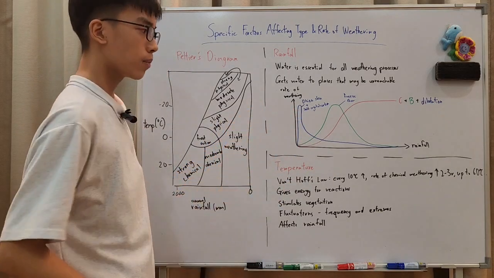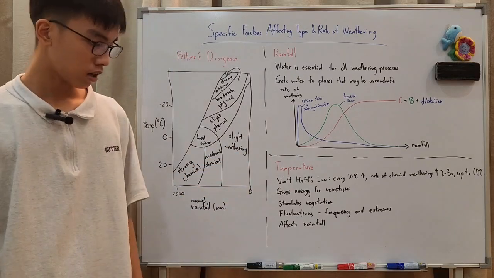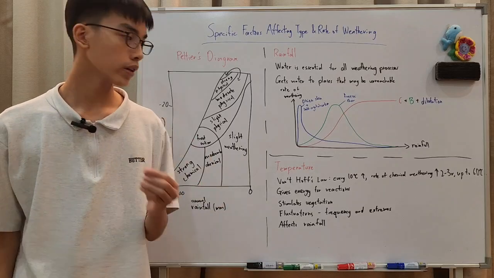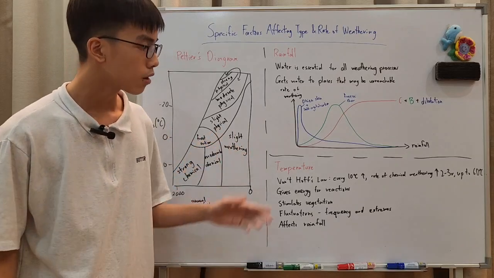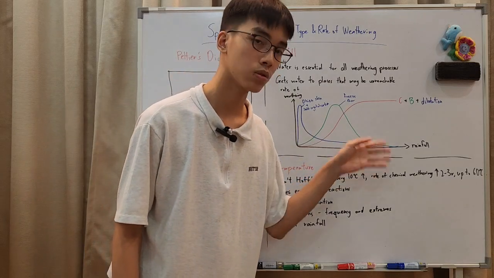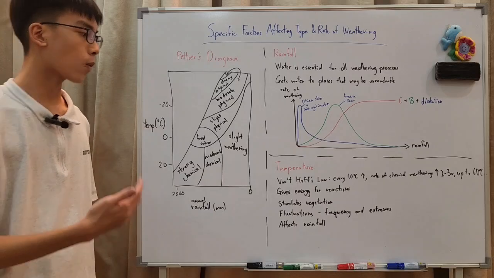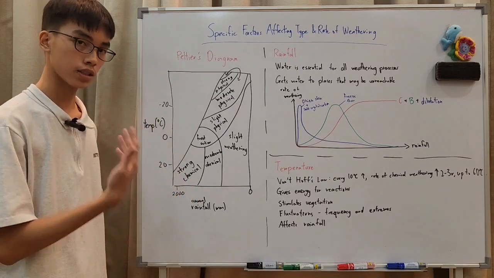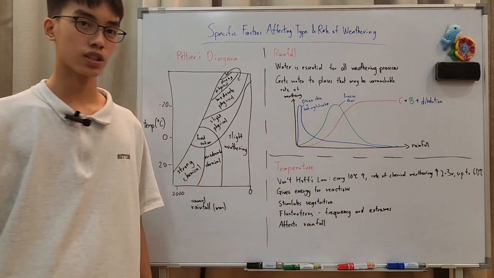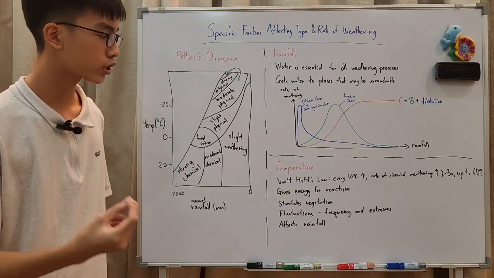You don't have to know this graph, but it's good to understand and visualize it. And now let's move on to temperature. Temperature-wise, Van 't Hoff's law affects chemical weathering. For every 10 degrees increase in temperature, the rate of chemical weathering increases by 2 to 3 times, up to 60 degrees Celsius. So you can put that in to explain why higher temperatures give greater chemical weathering: temperature gives you the kinetic energy, which is essential for chemical reactions.